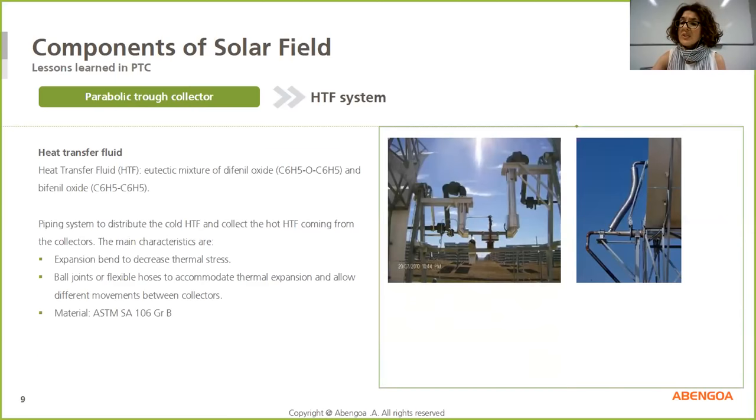We must also consider the design and construction of the piping system to distribute the cold and the hot HTF. The main characteristics are the expansion bends to decrease thermal stress, and the ball joints or flexible hoses to accommodate the thermal expansion and allow different movement between collectors. The inspection of ball joints or these flexible hoses is one of the most important maintenance tasks during the operation of the solar field.